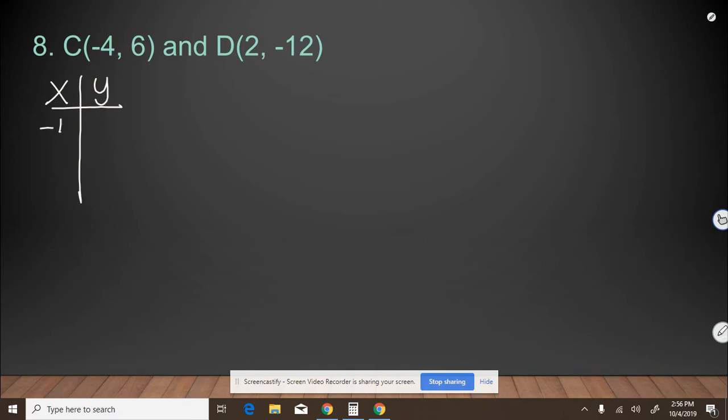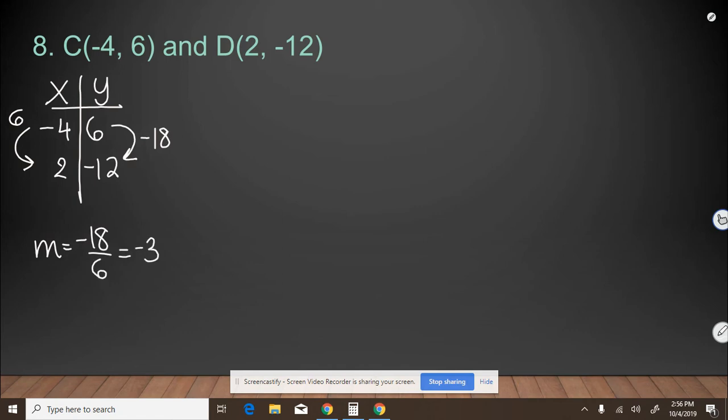C is -4, 6, and D is 2, -12. 6 to -12 is decreasing by 18. -4 to 2 is increasing by 6. So my slope is -18 over +6, or -3.